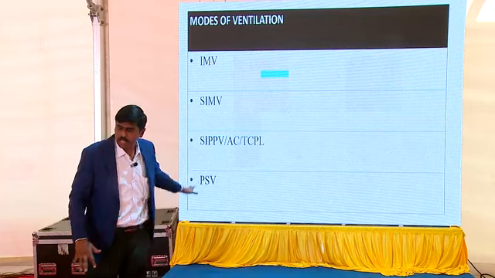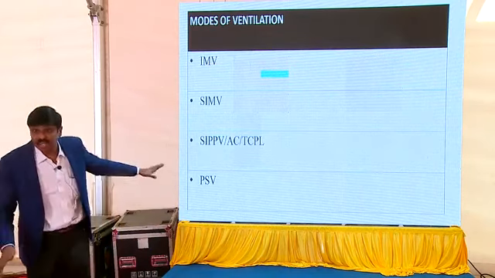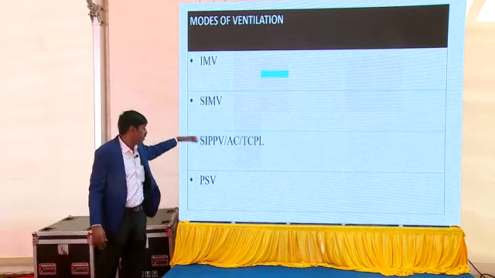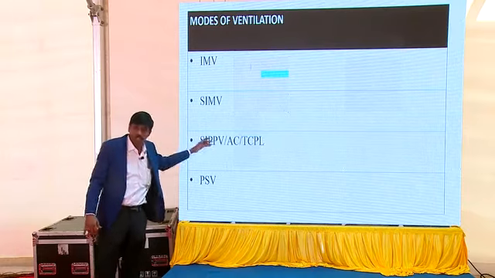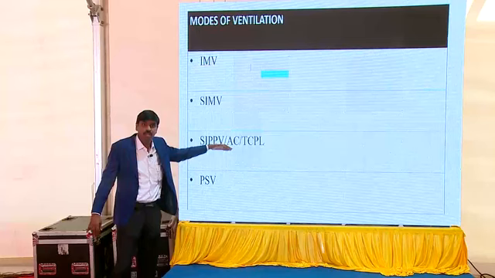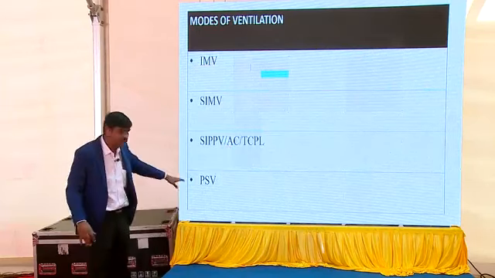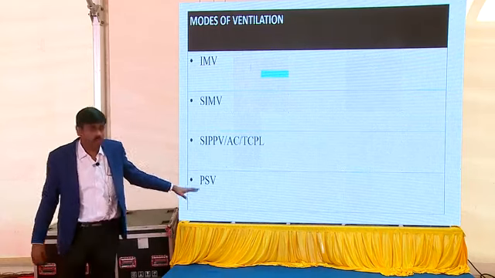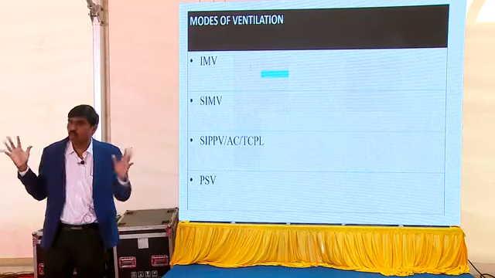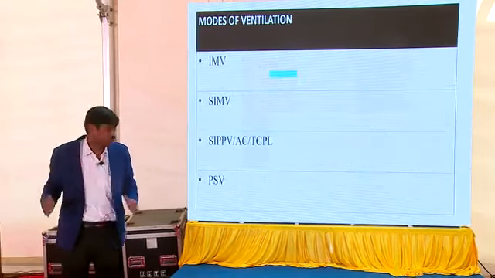So basically these four modes are the basic ones, with different terminologies. IMV, SIMV, synchronized intermittent mandatory ventilation, SIPPV. In some machines it is time cycled pressure limited, that is TCPL. In some machines it is AC, that is assist control, and then you have pressure support ventilation. So the majority of ventilation is in these four modes. They play around with these, and along with them they add volume guarantee and those things.